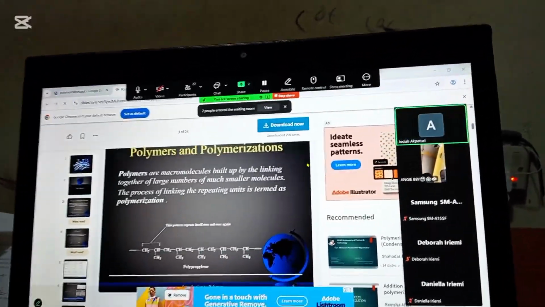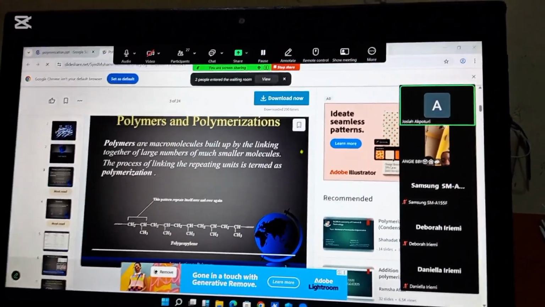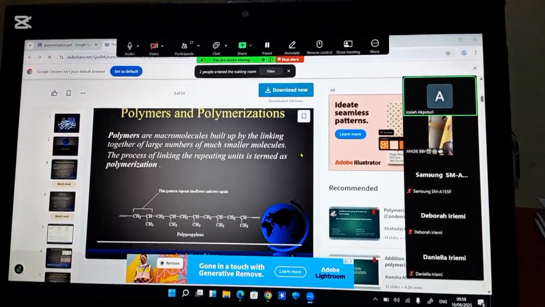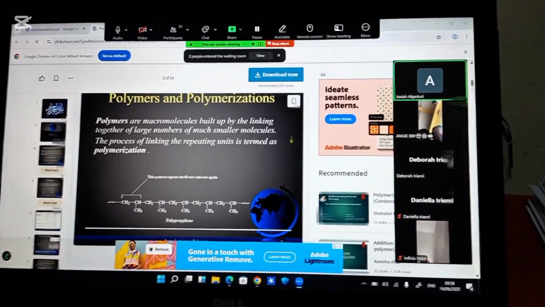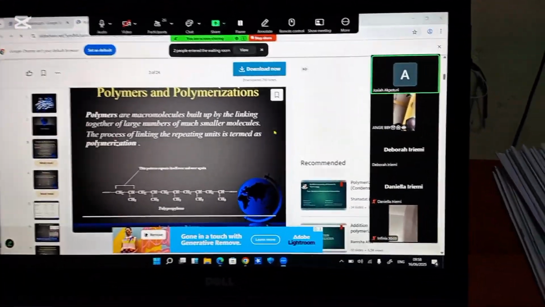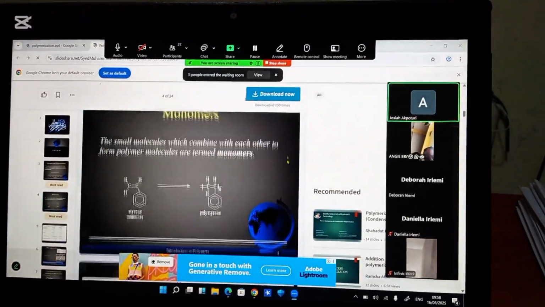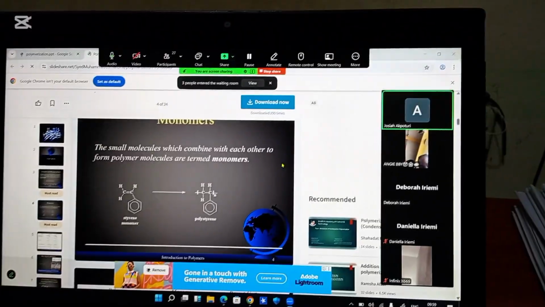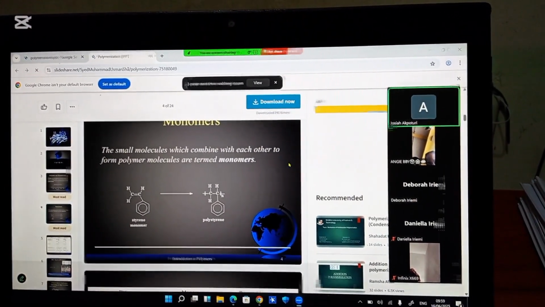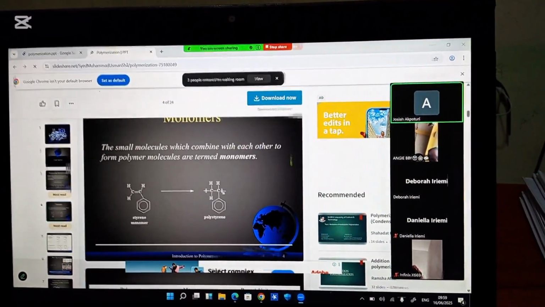We said polymers are macromolecules built by linking together large numbers of much smaller molecules, and the process of linking the repeating units is what we call polymerization. So we use his PowerPoint to explain this. Now we said the monomers are small molecules which combine with each other to form polymer molecules, and therefore they are termed monomers.